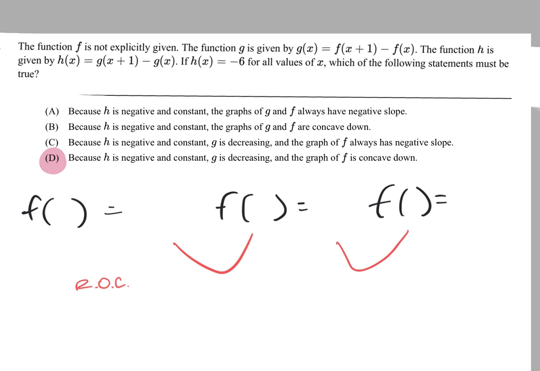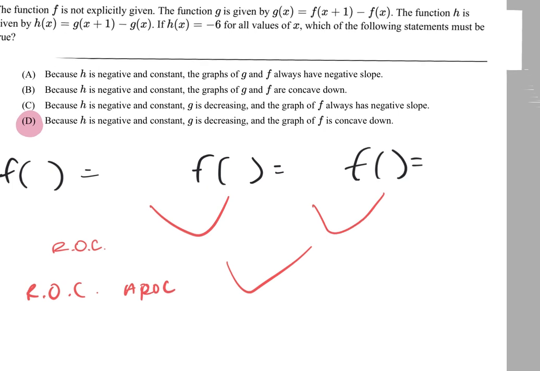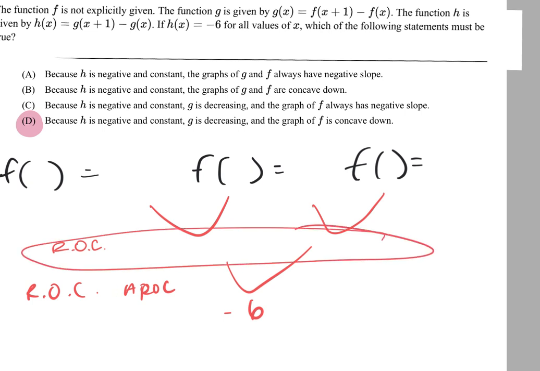Let me explain it once, and then I'll see if I can explain it a different way. Then h of x is g of x plus 1 minus g of x. What is that? The rates of change of the average rates of change. That's the second level, right? So which of these must be true if that second level is negative 6? G is decreasing. I don't know anything about h because h might be increasing or decreasing, but the rate of change on those is decreasing. And if the rate of change is decreasing, it's concave up or concave down?